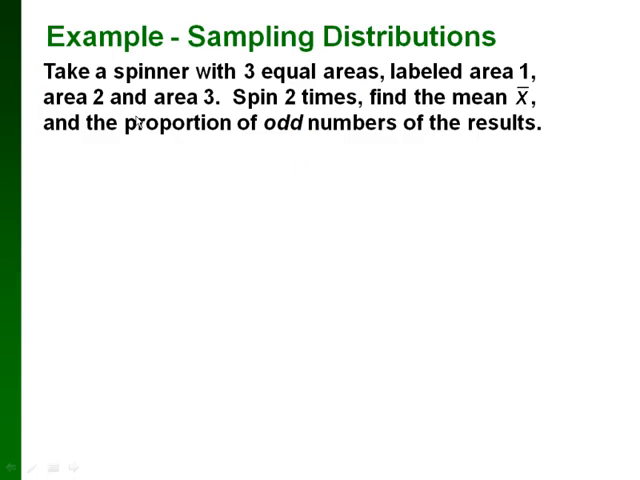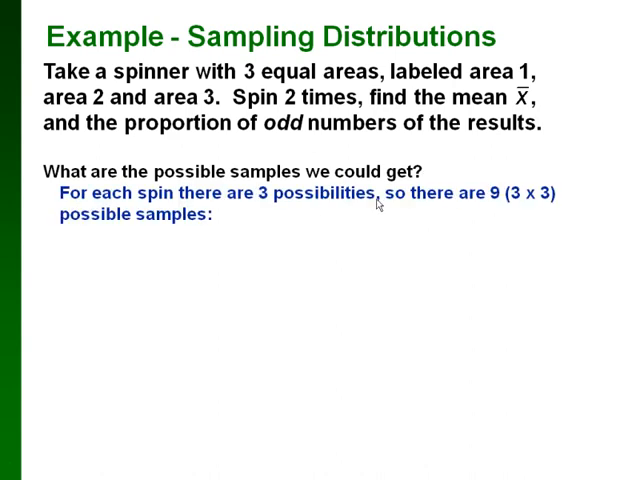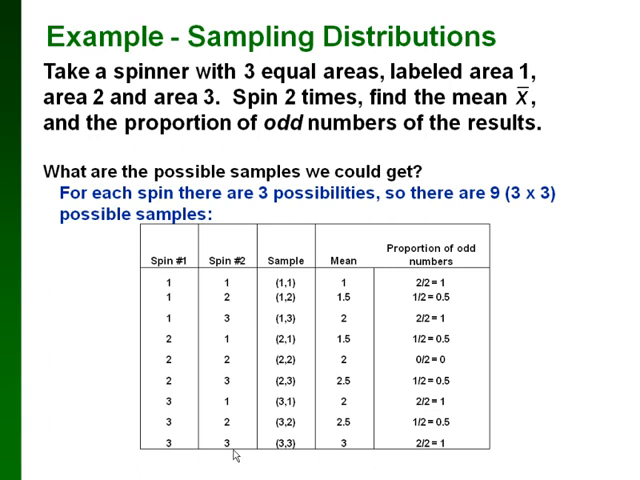Here's another example. If we take a spinner that has 3 equal areas labeled 1, 2, and 3, we spin it twice, and find the sample mean and the proportion of odd numbers of the results. Let's look at this and think about what possible samples we could get. For each spin, there are 3 possibilities. So if we use the multiplication rule from probability, that means there are 9 possible samples. Here are the 9 possible samples that we could get.